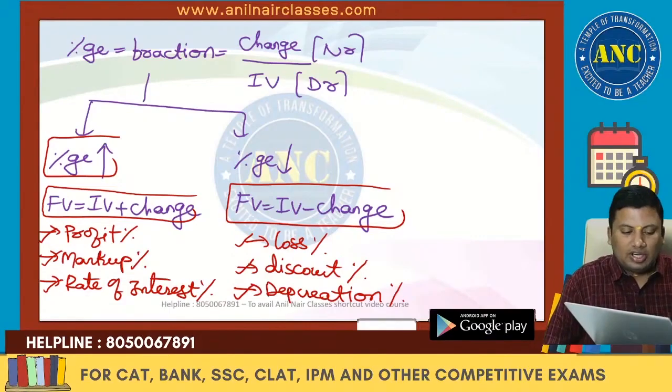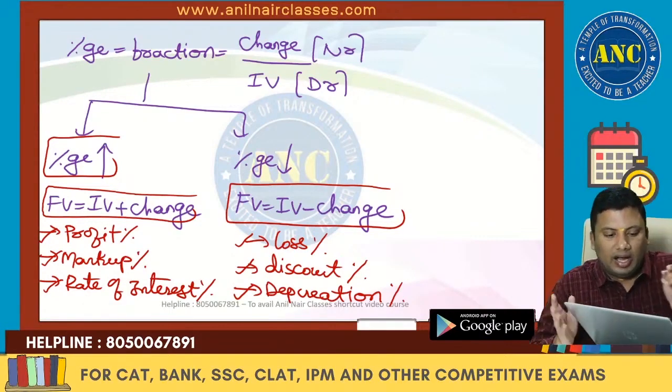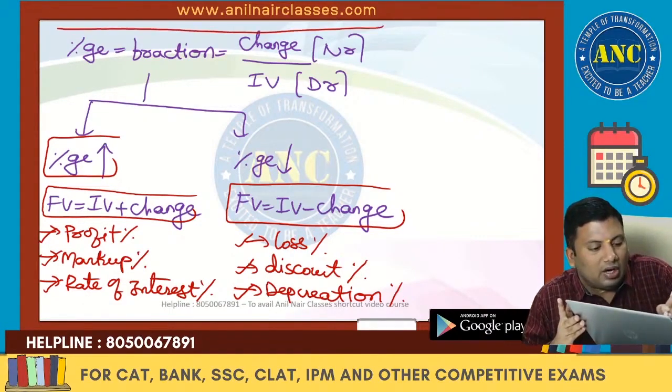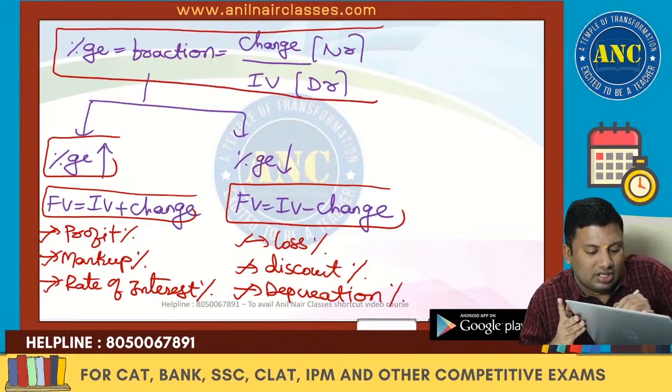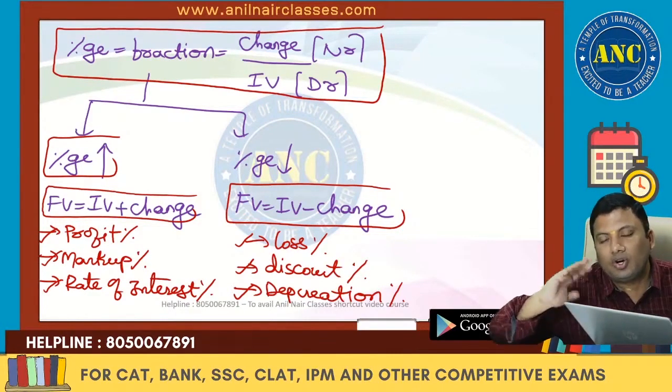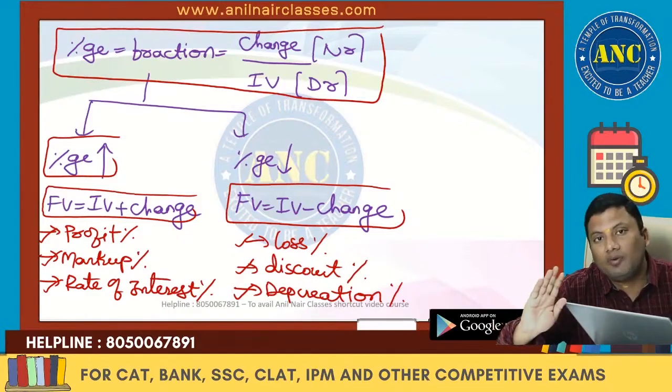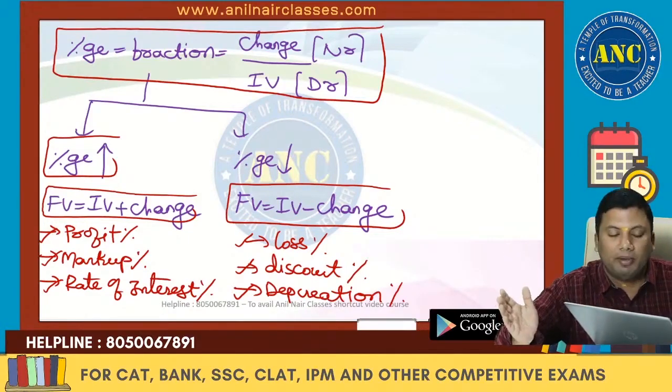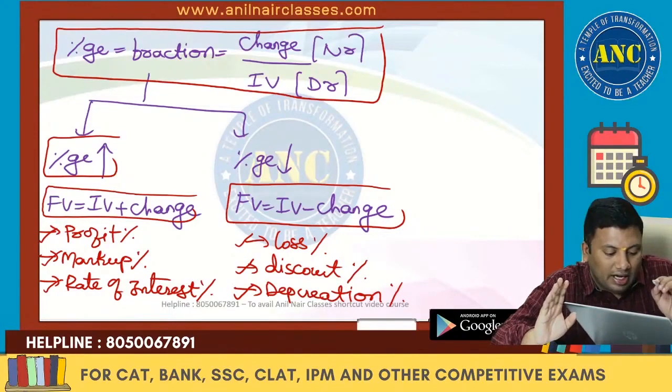I hope the idea is clear. Numerator always represents the change. Either we should add it to the denominator or subtract it from the denominator, depending upon an increase symbol or a decrease symbol.